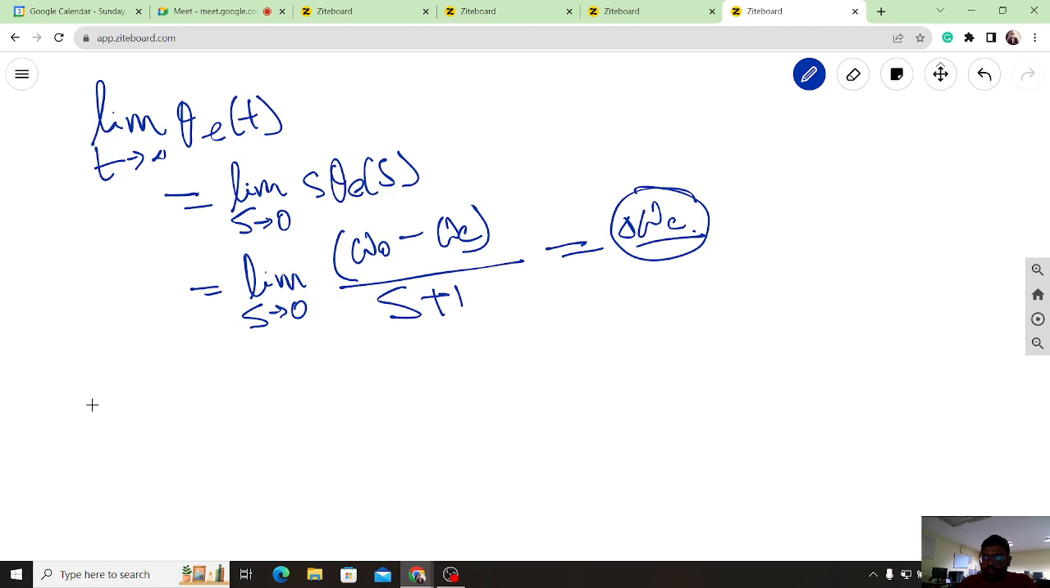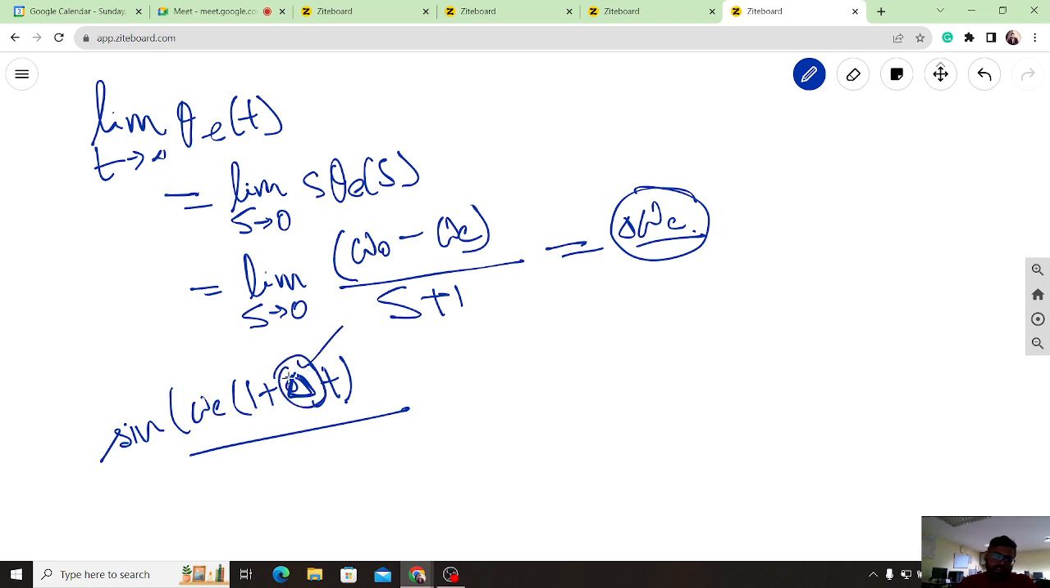So it states that if the input signal is sine of omega c into 1 plus delta of t, with a small error delta, then this will be reflected in the PLL detection. So the error in the PLL circuit will be a linear function of this frequency delta.